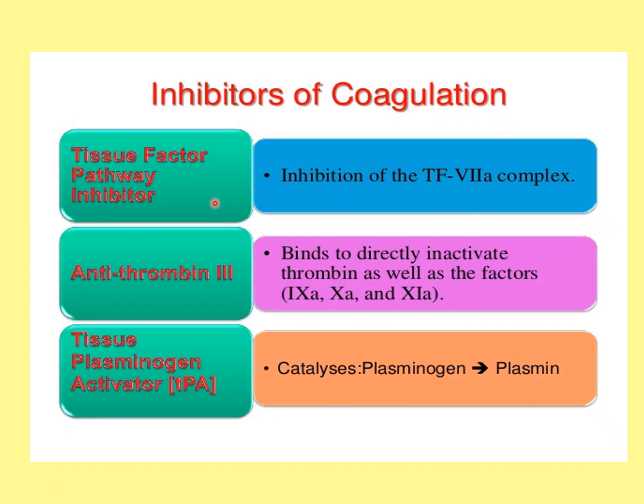Now talking about a few inhibitors of coagulation. First one is the tissue factor pathway inhibitor. It inhibits the tissue factor and clotting factor 7A complex. Second one is antithrombin 3, which binds to directly inactivate thrombin as well as clotting factors 9A, 10A and 11A. Third one is the tissue plasminogen activator, which catalyzes plasminogen into plasmin.